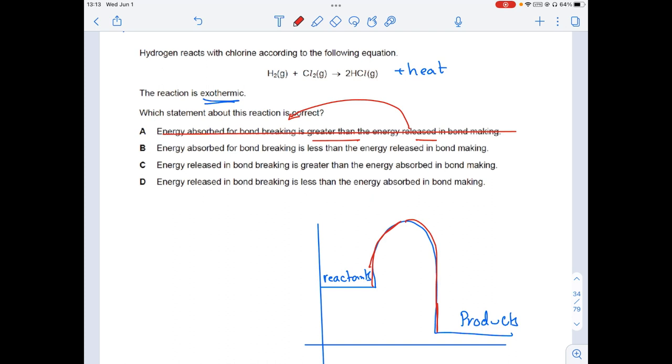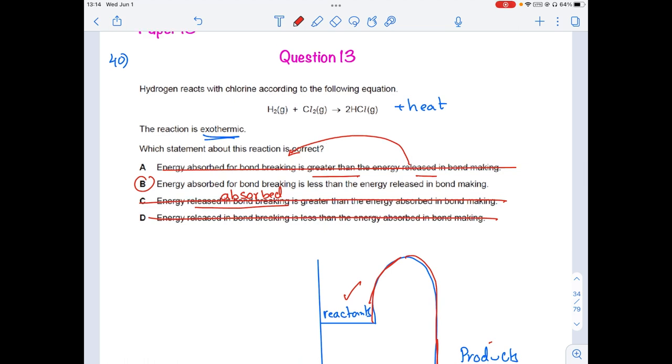Second option, energy absorbed for bond breaking is less than the energy released. Yes, energy absorbed is less than the energy released. So the second option is going to be correct. Now coming to C and D, why are they wrong? Energy released in bond breaking. It is not released in bond breaking, it is absorbed in bond breaking. So option C is also wrong and option D is also wrong. So the answer is only going to be option B.